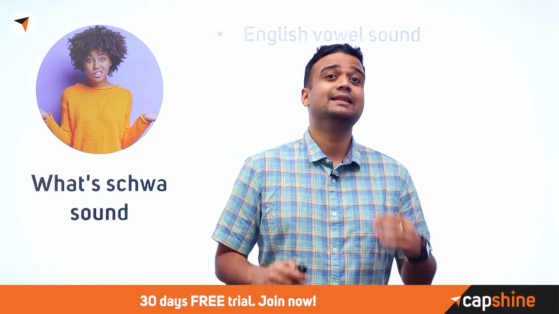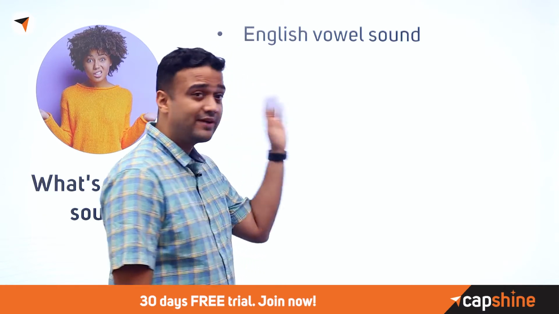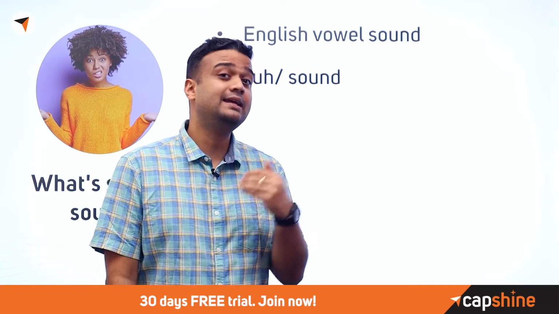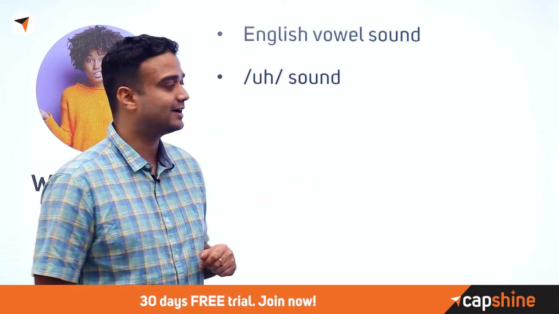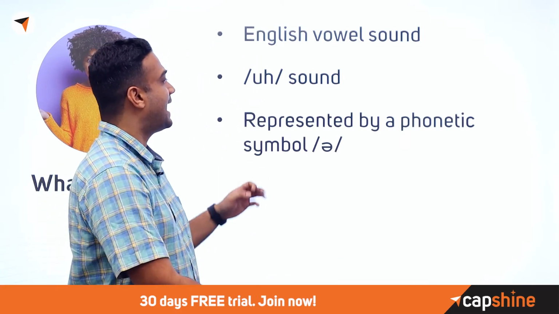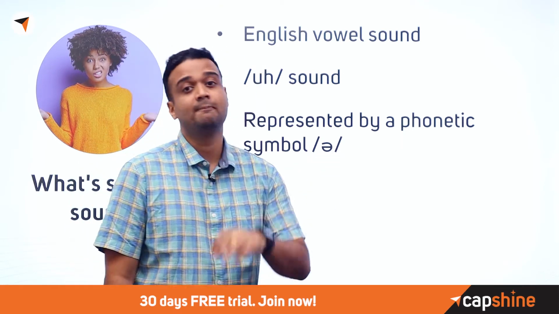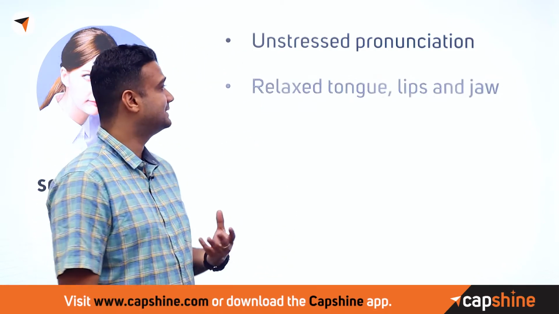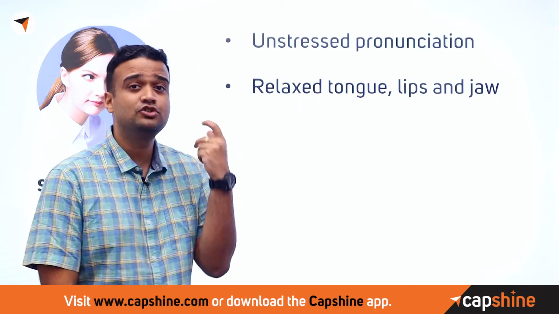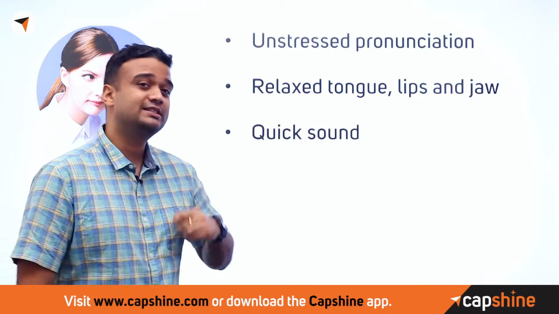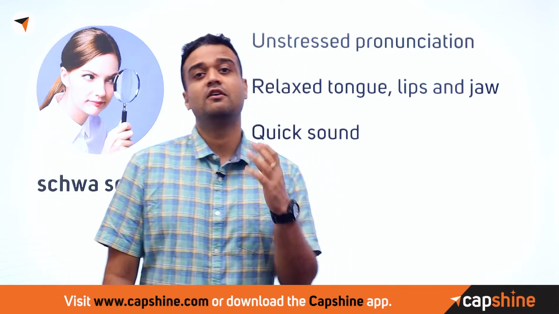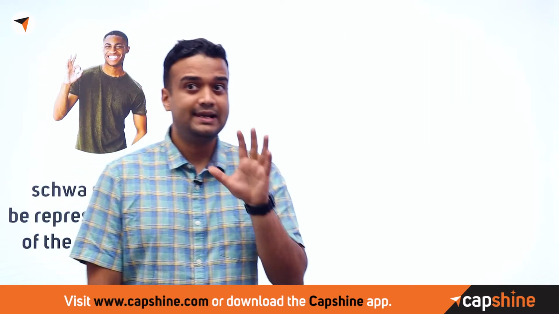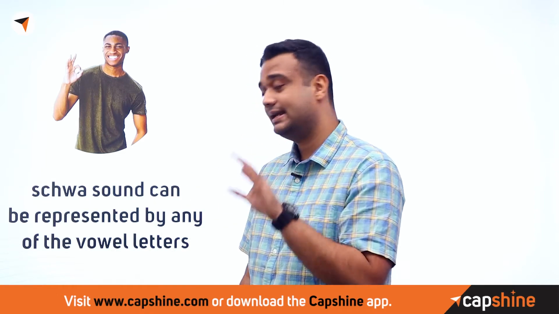So, what is the schwa sound? A quick recap. This is an English vowel sound. It replaces or can take over the sound of many English vowels, or all English vowels. It is an unstressed sound, represented by this symbol in phonetics, the schwa. It has a relaxed tongue, lips, and jaw when you pronounce it. And of course, it's a quick sound. And all of this makes it a little difficult for non-native speakers to pronounce it right in many words. So let's see how it is represented.